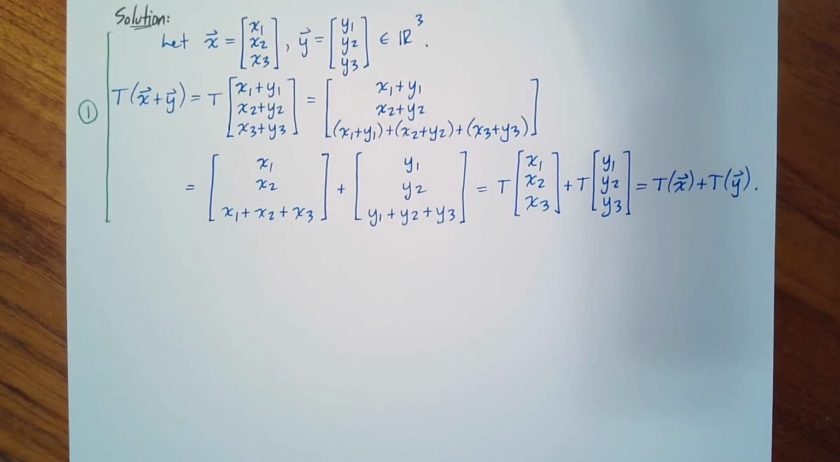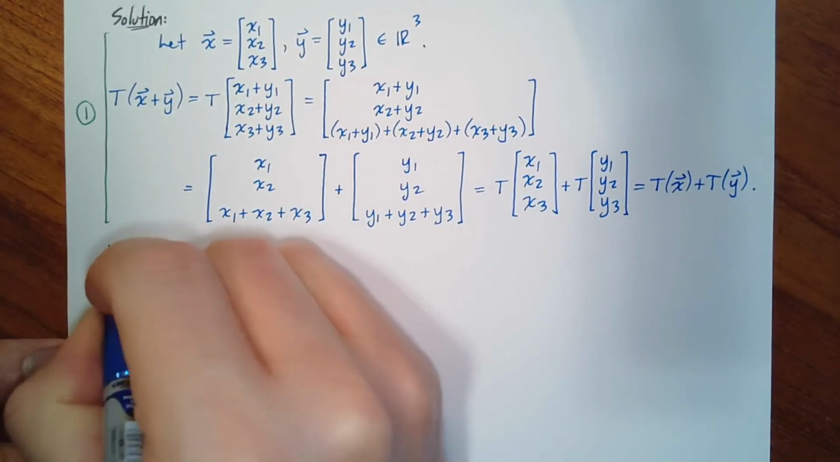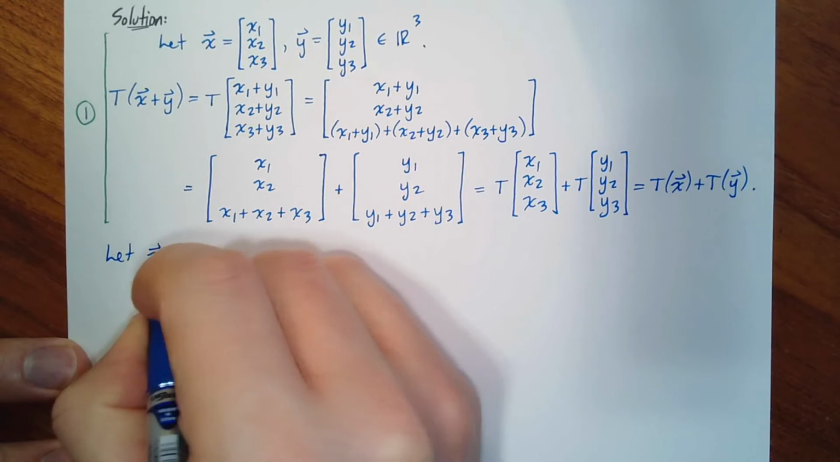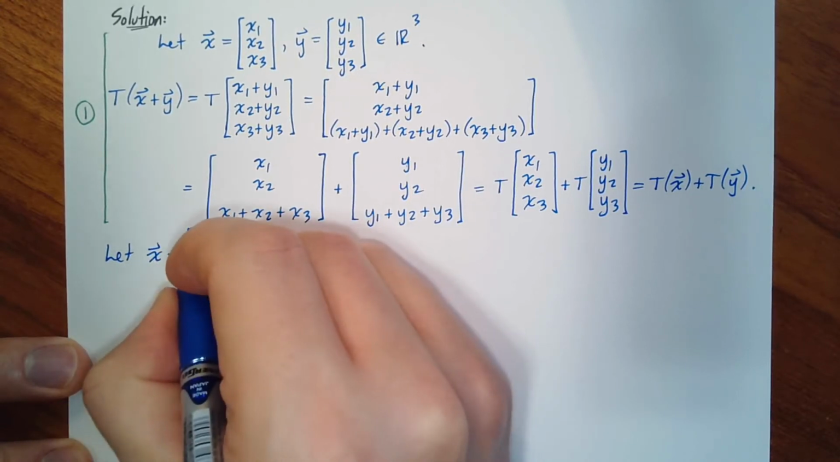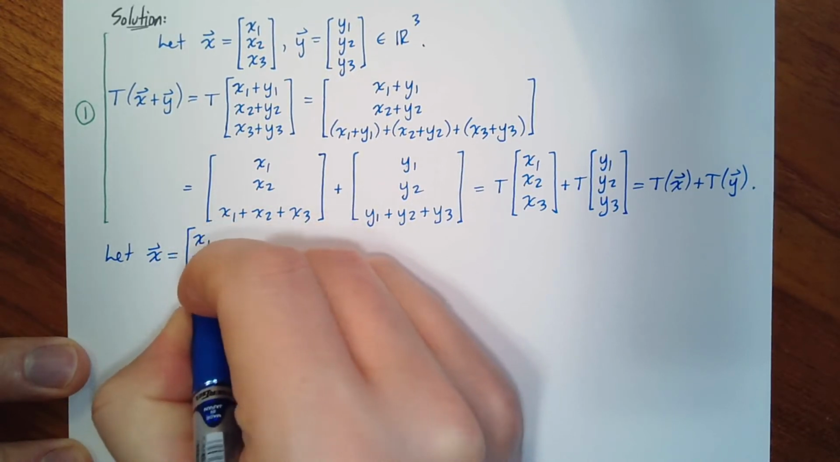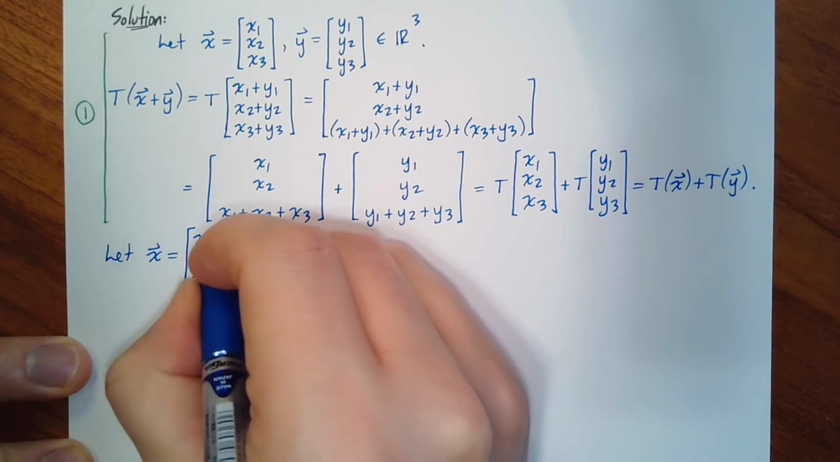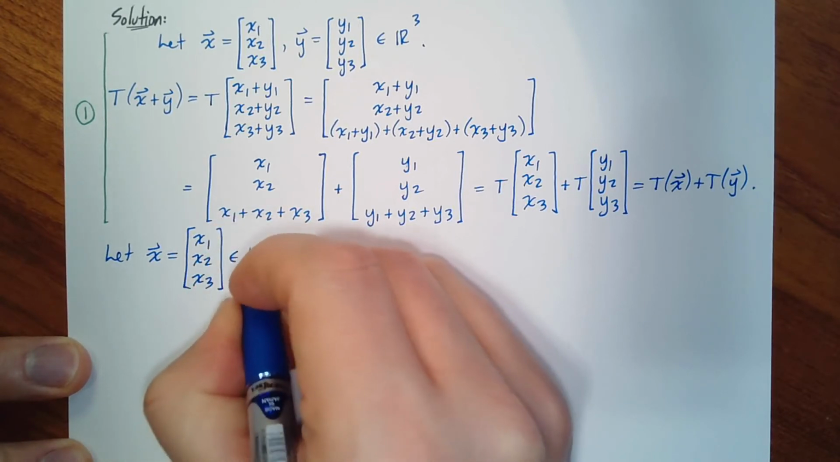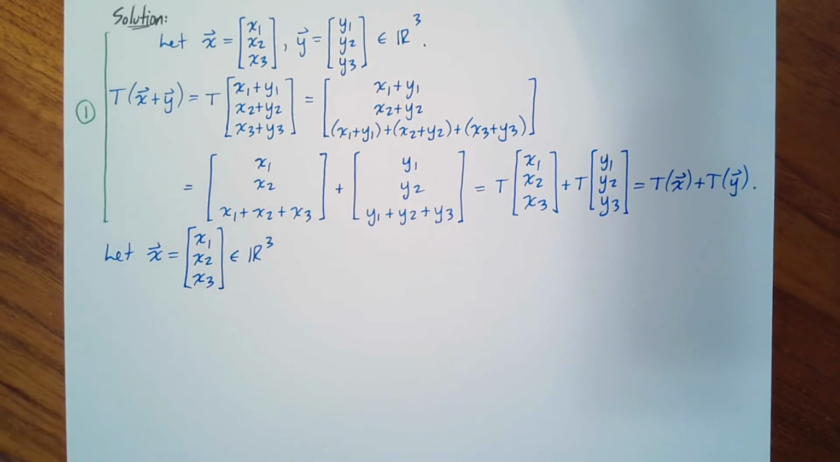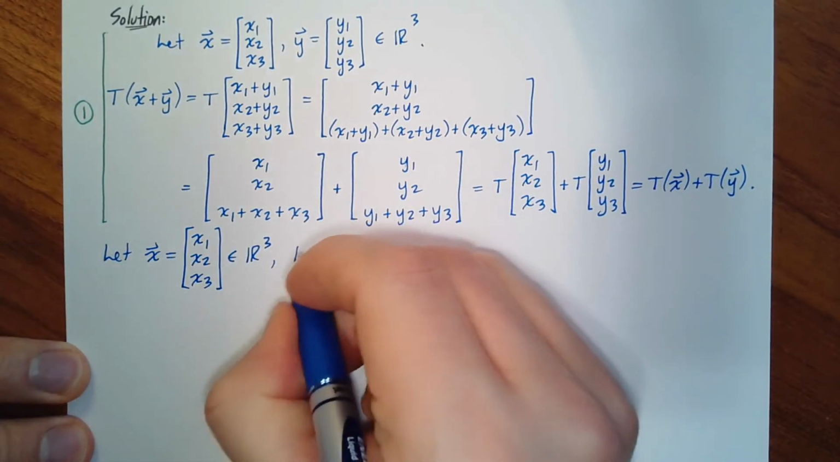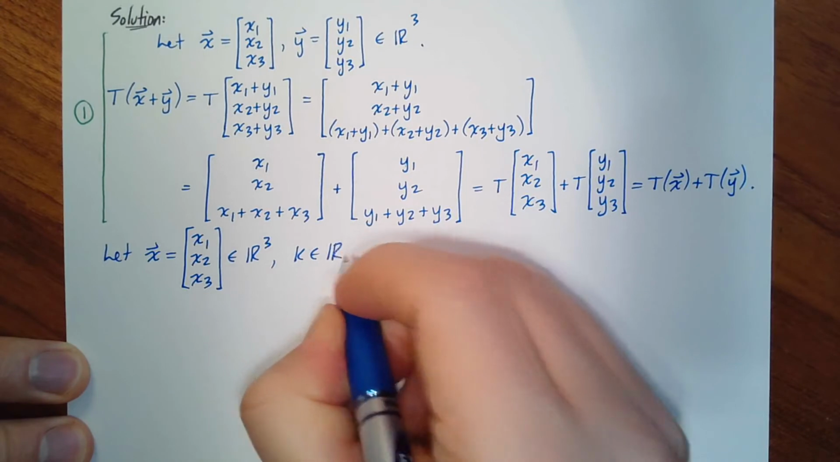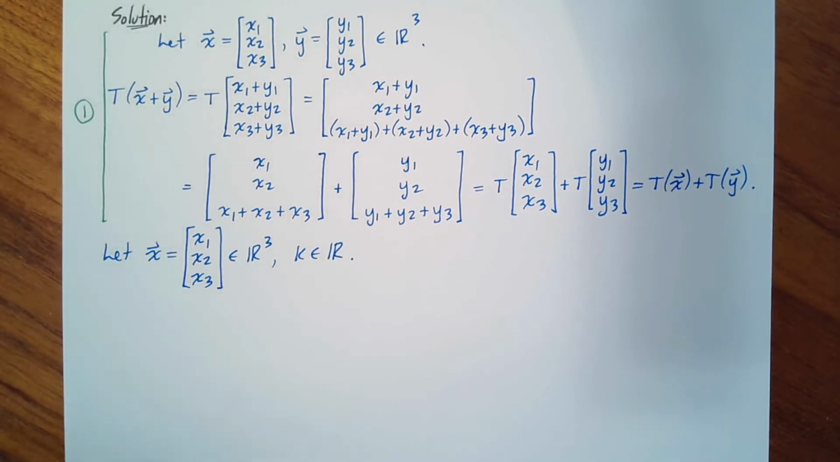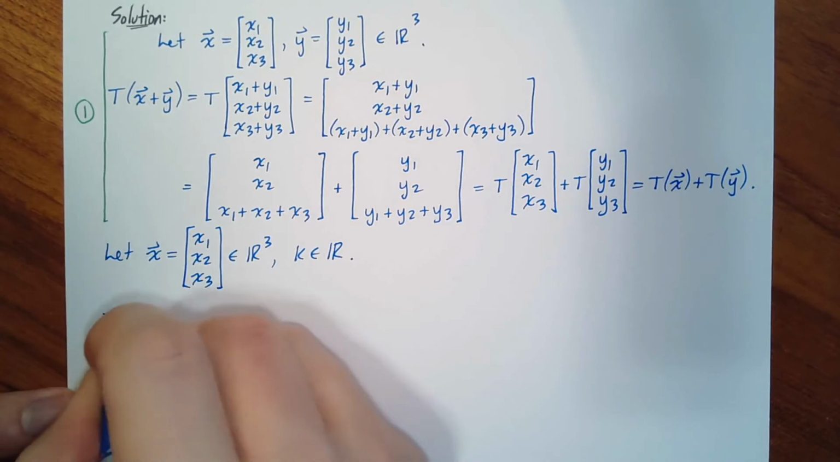So let's check the third condition now. So we'll take a vector in R3. We only need one vector this time. Remember, one vector and one scalar. So the vector x will be written like that as a general vector in R3. And then we'll write k as our scalar. Okay, so good. Now we want to show that t of k times x is equal to k times t of x. So we're going to start in the same way we started the previous ones.